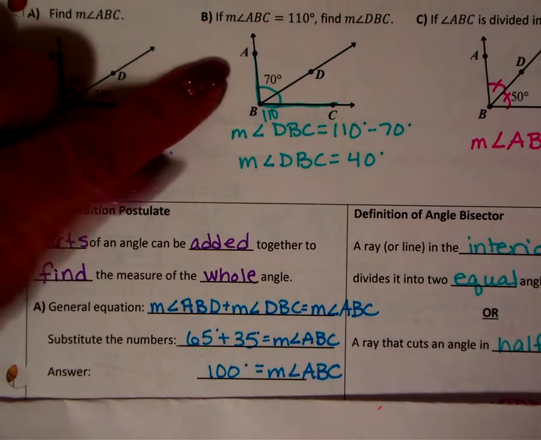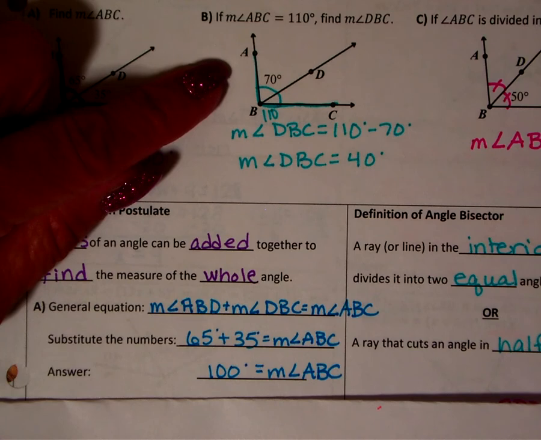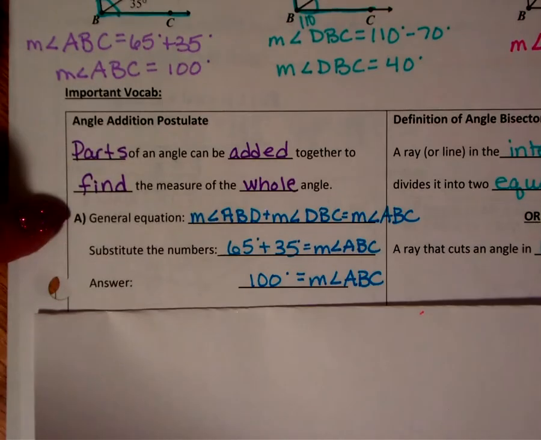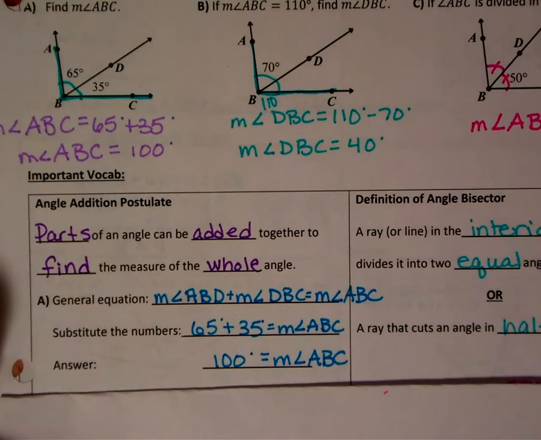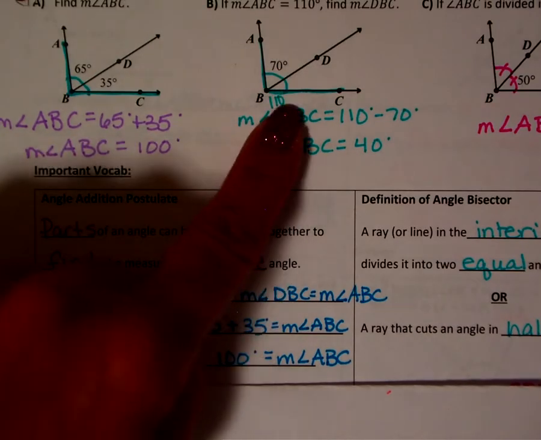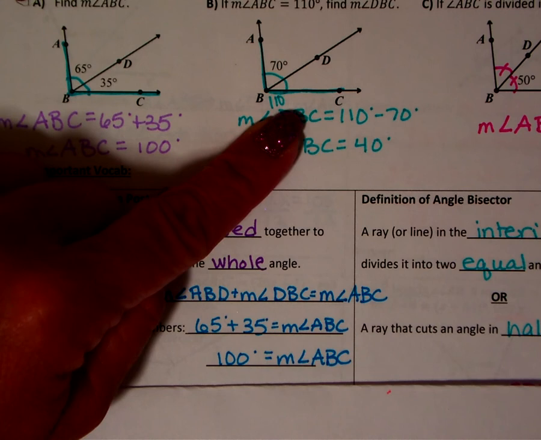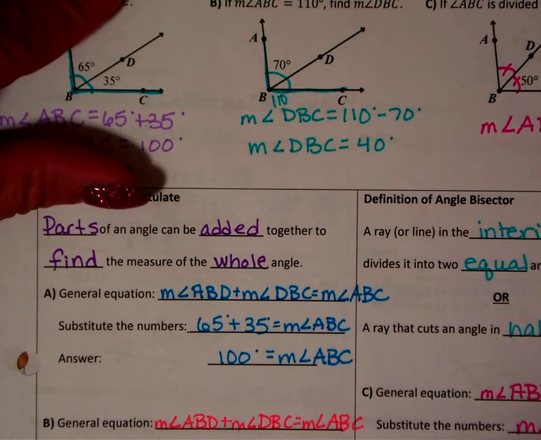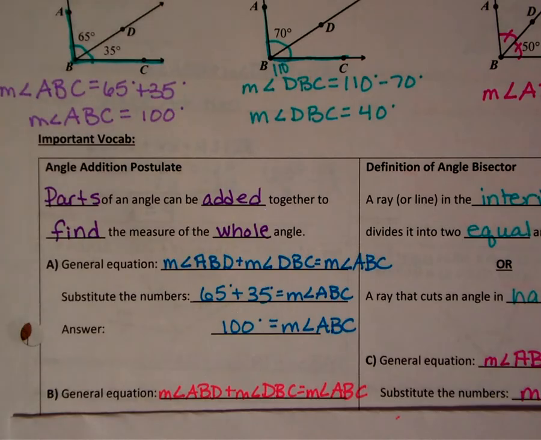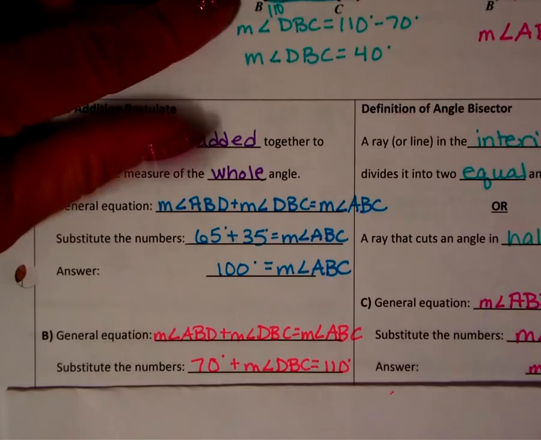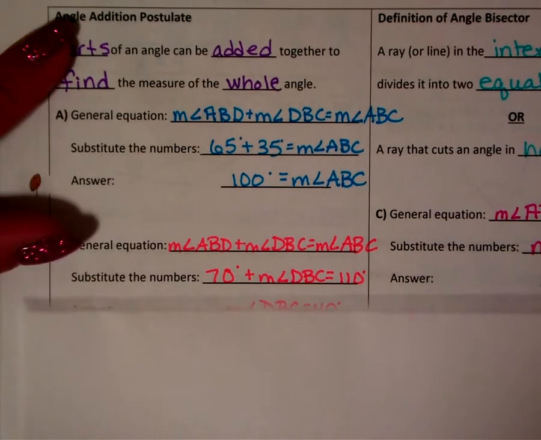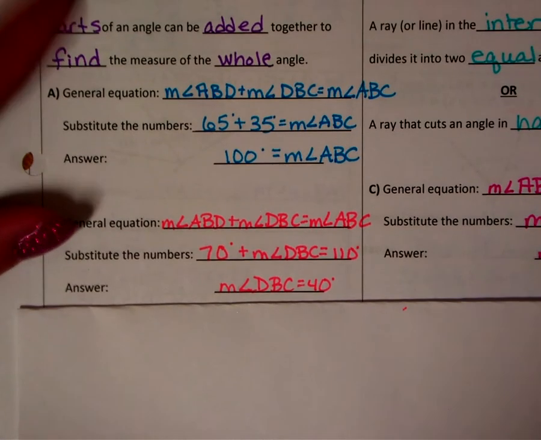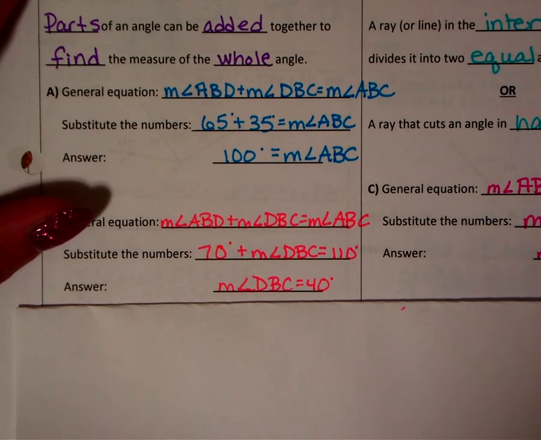And then what about angle B? What would be the general equation? Underneath A in our notes here is B, so go ahead and write down the general equation if you know it. That should be the measure of angle ABD plus the measure of angle DBC is equal to the measure of angle ABC. Reason: angle addition postulate, or angle addition. Make the substitution, and then at that point, you can subtract your 70 to get 40 degrees.